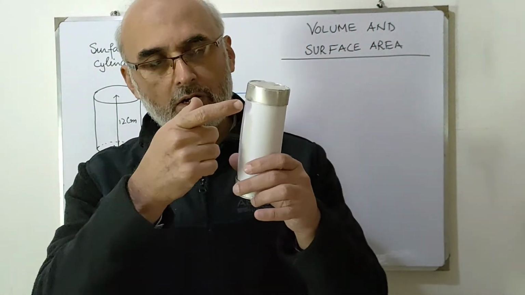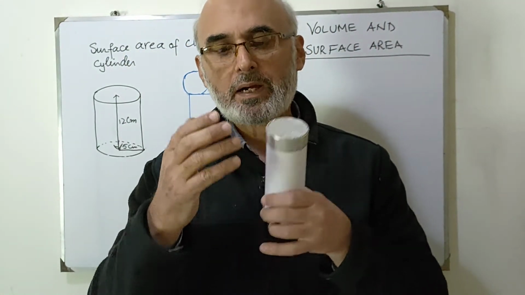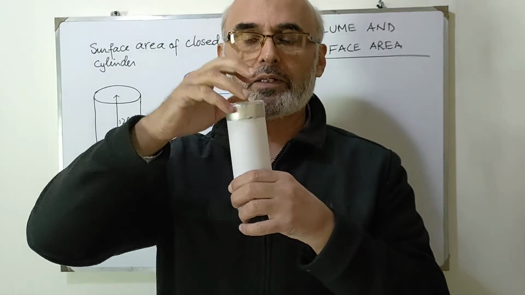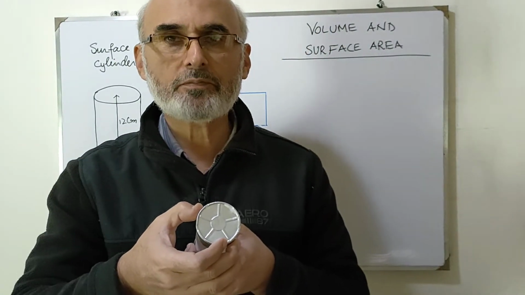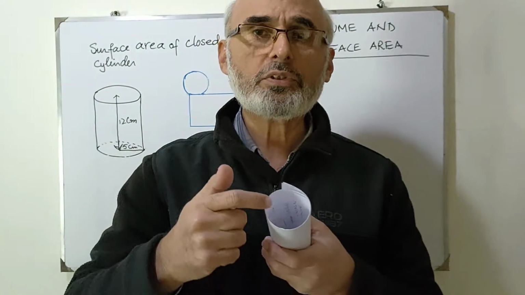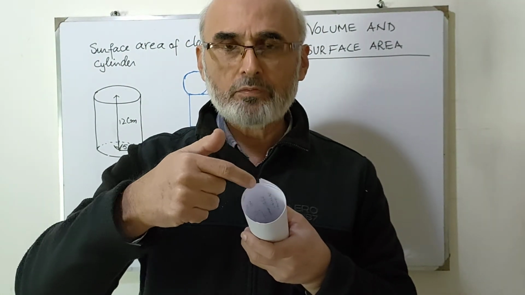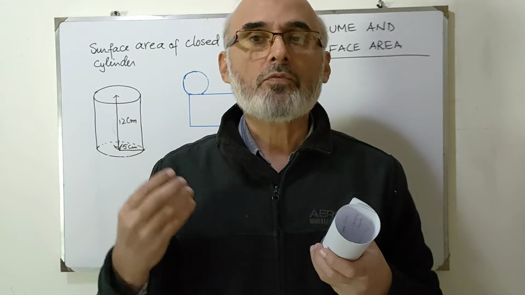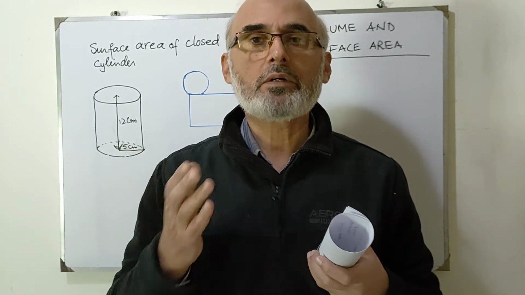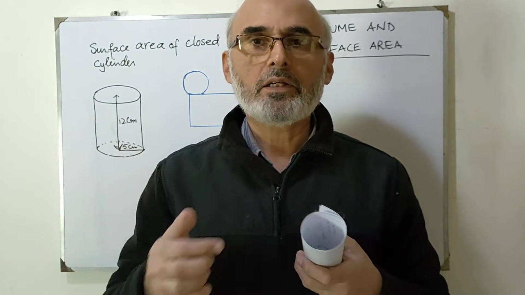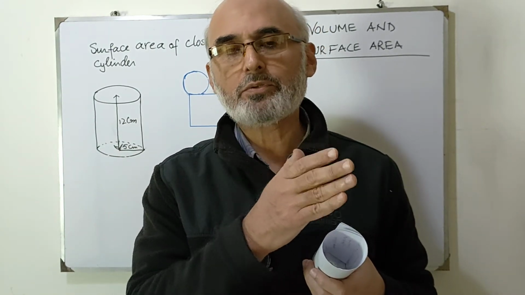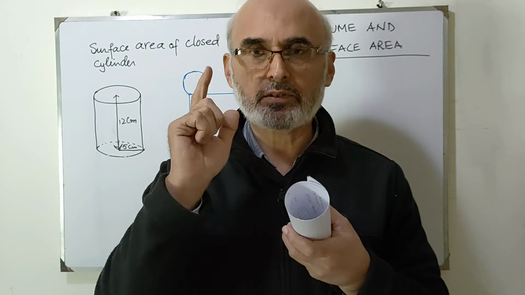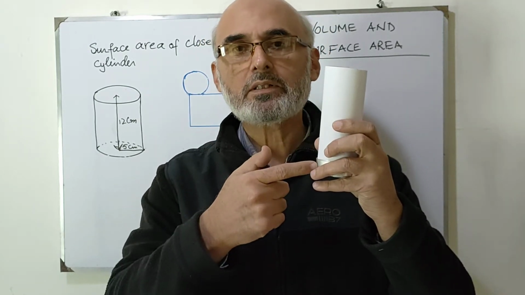Now we have considered the circular part. Now this height of the cylinder. What should be the surface area of this part? Suppose I remove this front. You see this is circular, and how do you calculate the circumference of a circle? For calculating the circumference of a circle, we use 2 pi r. If we know the radius, we multiply by 2 and pi and we get the circumference. So it is the circumference of the circle.